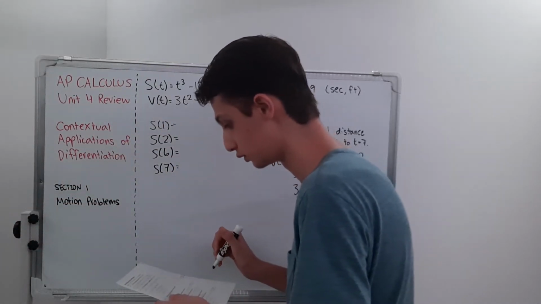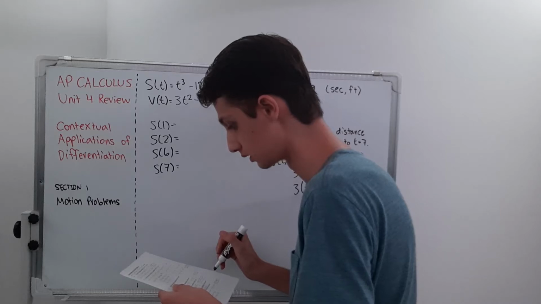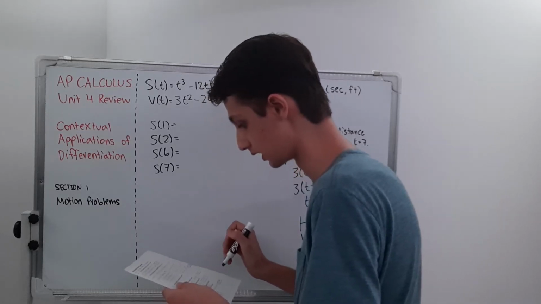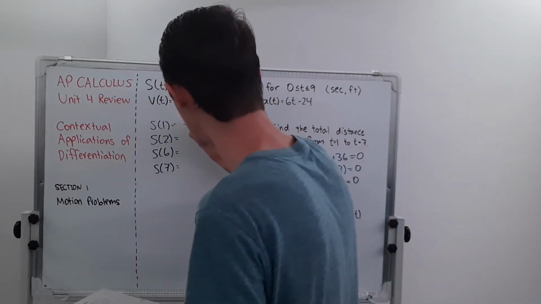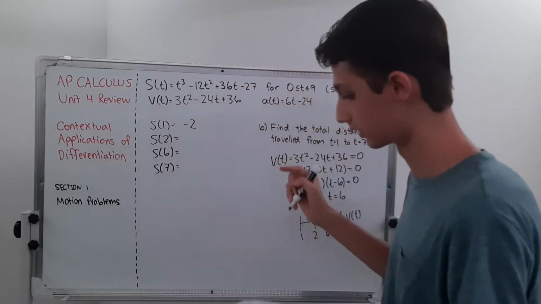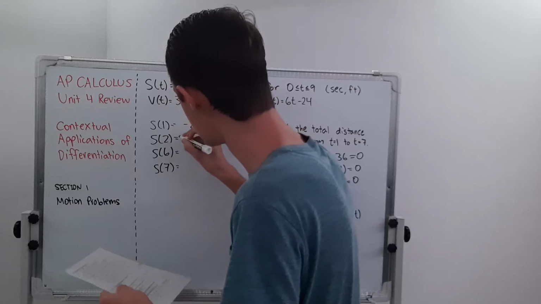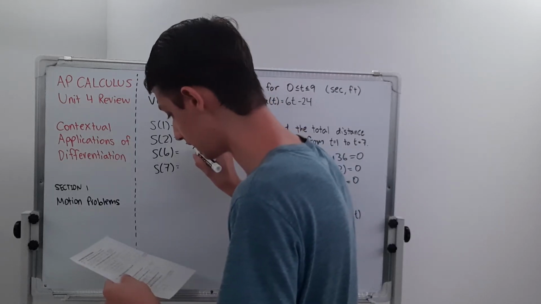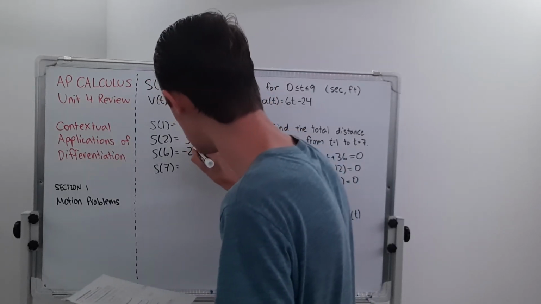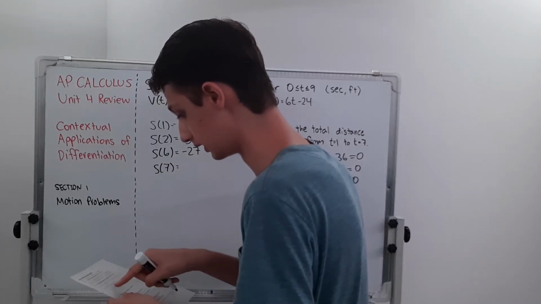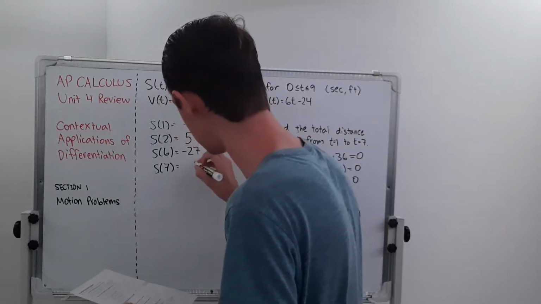I guess we get -2, 1. Yeah, so we get that this is -2. And this is what we got earlier. And then 7 we actually don't have. So 2 is 5. And we got -27. And then s of 7 is -20.